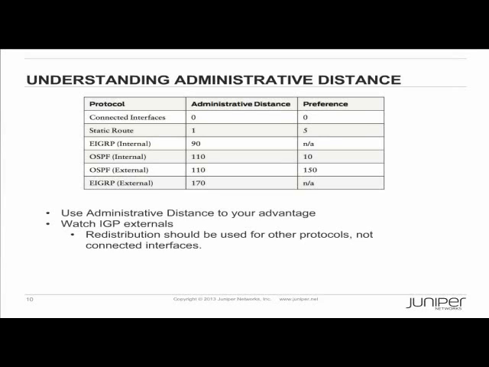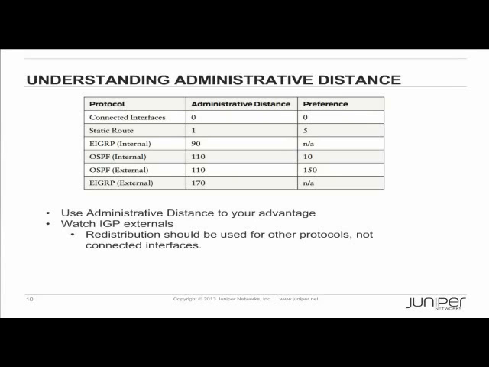So let's dig into understanding administrative distance. Administrative distance is essentially a numeric value that gets placed on learned information. For example, a connected interface has an administrative distance of 0. The lower the distance, the more preferred it is. So if I know about a route that's connected to me, I'm always going to prefer that over anything else that I might have learned dynamically.